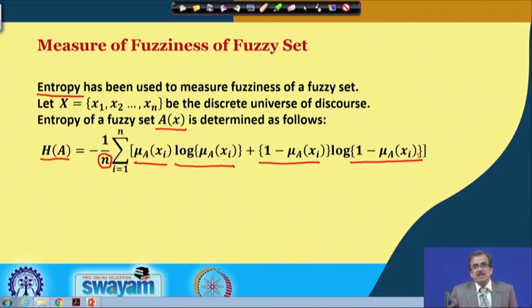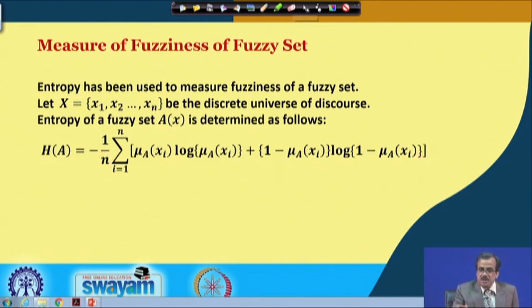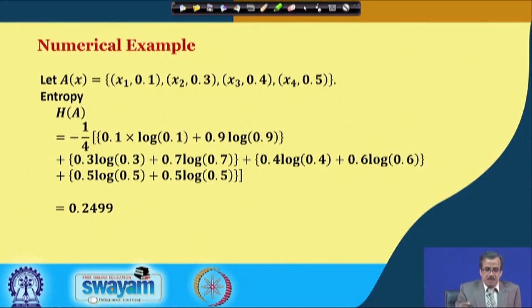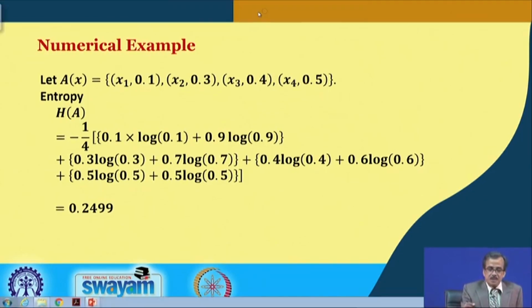So, using this particular expression, I am just going to find out what should be the entropy of a fuzzy set, and that is nothing but the measure of fuzziness of a fuzzy set. Now, here I am just going to take one numerical example.